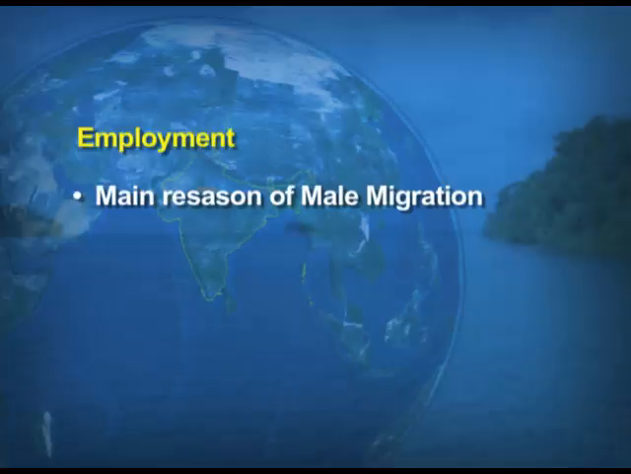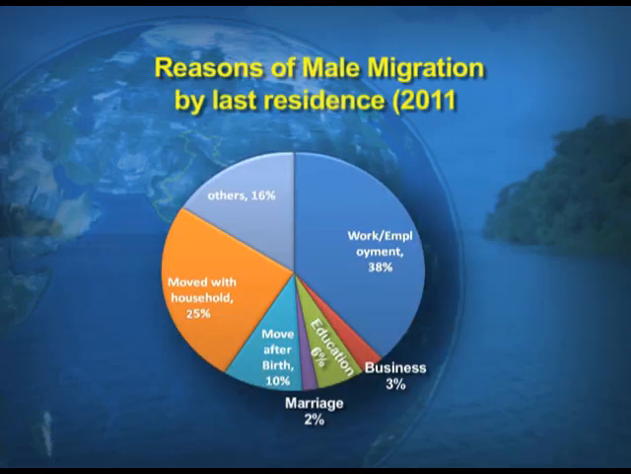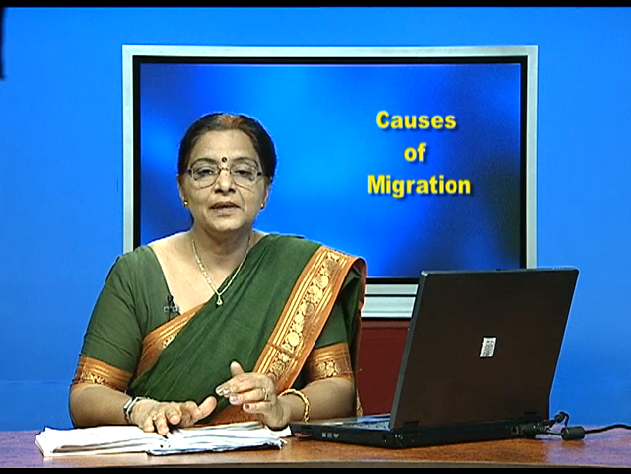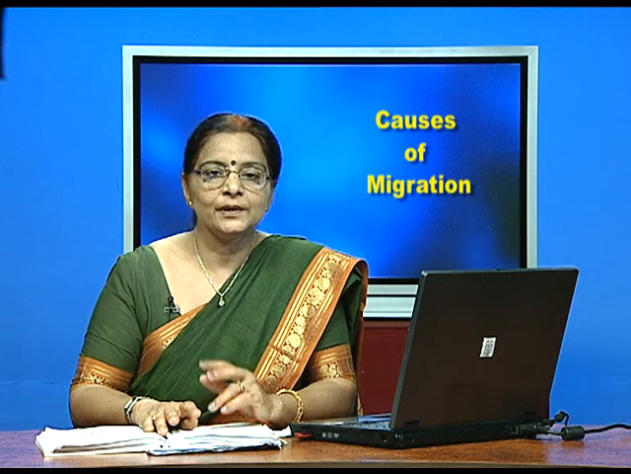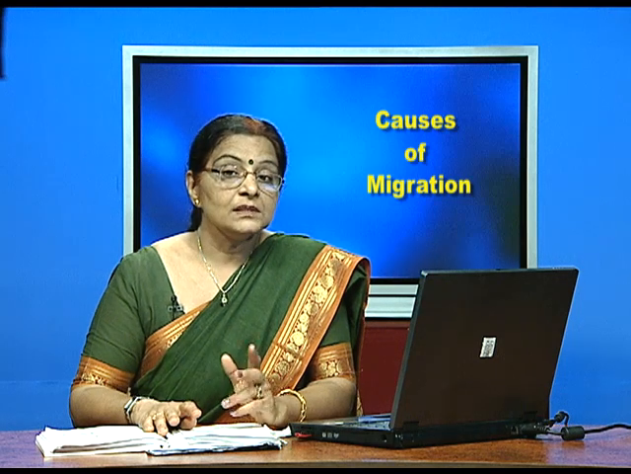Now, the main reason for male migration, as we have already discussed, is employment. And in the case of females, the main reason is marriage. Now, look at the visual, children, on your screens. This visual is a pie diagram showing the reasons for male migration by last residence. If you look at the diagram, you can see that around 38% of the migration of males is because of employment. So, in search of a better quality of life and better employment opportunities, the males migrate. And the second largest portion is other factors.